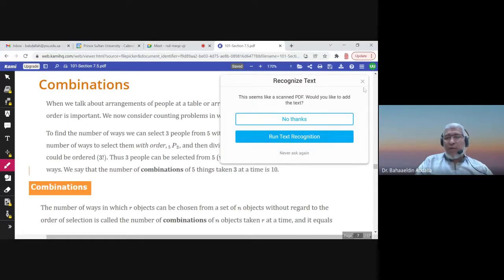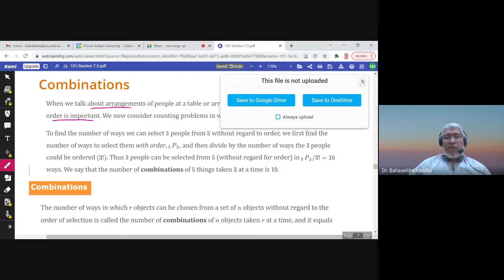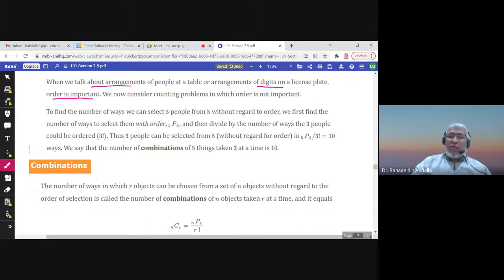This is the third and last part of section 7.5, and it's about combinations. We studied in the previous part how to select R out of N with arrangements, with order. When we talk about arrangements of people at a table or arrangements of digits on a license plate, order is important. These are the type of examples we discussed in the previous video. We now consider counting problems in which order is not important.